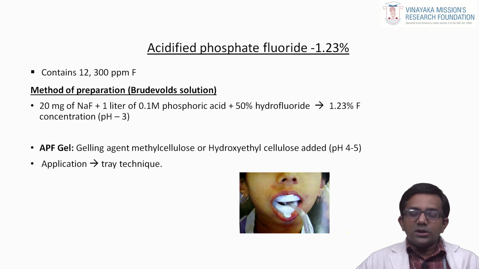So, the method of application is always easy for the children because it can be applied using foam trays. So, foam trays can be used for this application. The method of application is known as the tray technique. So, we use a tray technique wherein we load the topical fluoride onto the foam trays and then apply it on the tooth surface and then wait for the next 4 minutes for reaction.